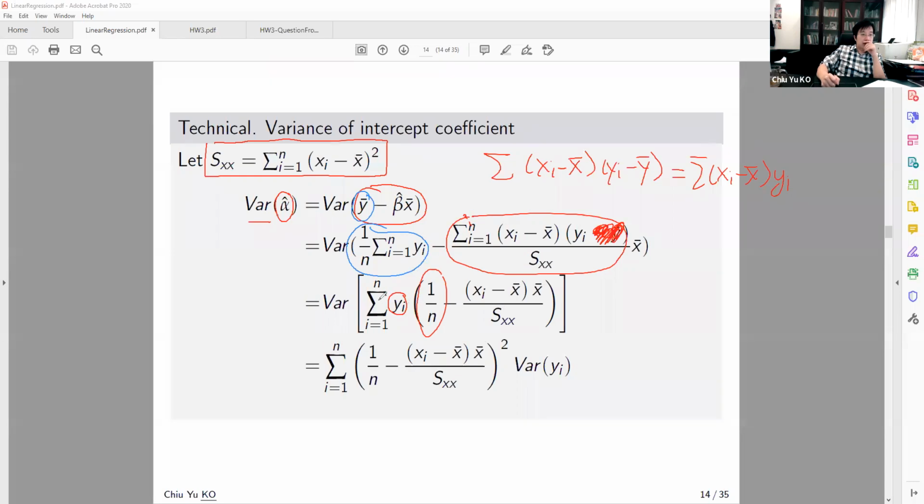And because yi is alpha plus beta xi plus epsilon i, these are constants, and we have said the covariance of epsilon i and epsilon j is 0. So the variance of a sum is the sum of the variances, so you can take the variance inside. And because this is a constant, you can take a square. So that's what you have, this guy.